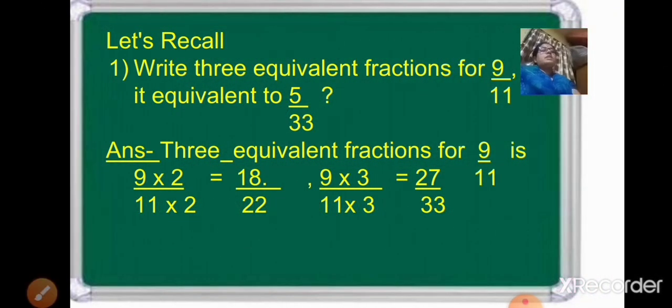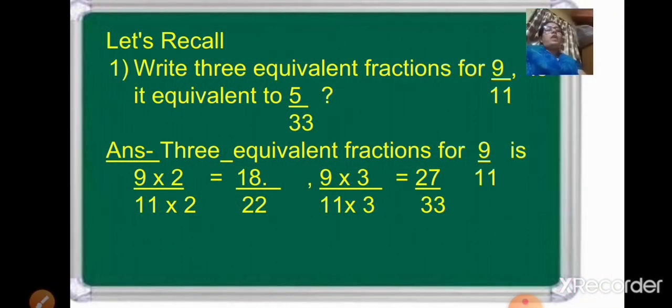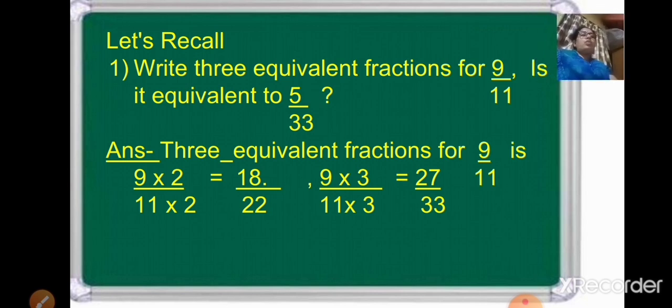Okay, now some sums which you have to do in your notebook, children. Let's recall. The first question is: write 3 equivalent fractions for 9 upon 11, and say whether it is equivalent to 5 upon 33. Equivalent fractions, as you all know, represent the same value. So you have to write any 3 equivalent fractions for 9 upon 11.